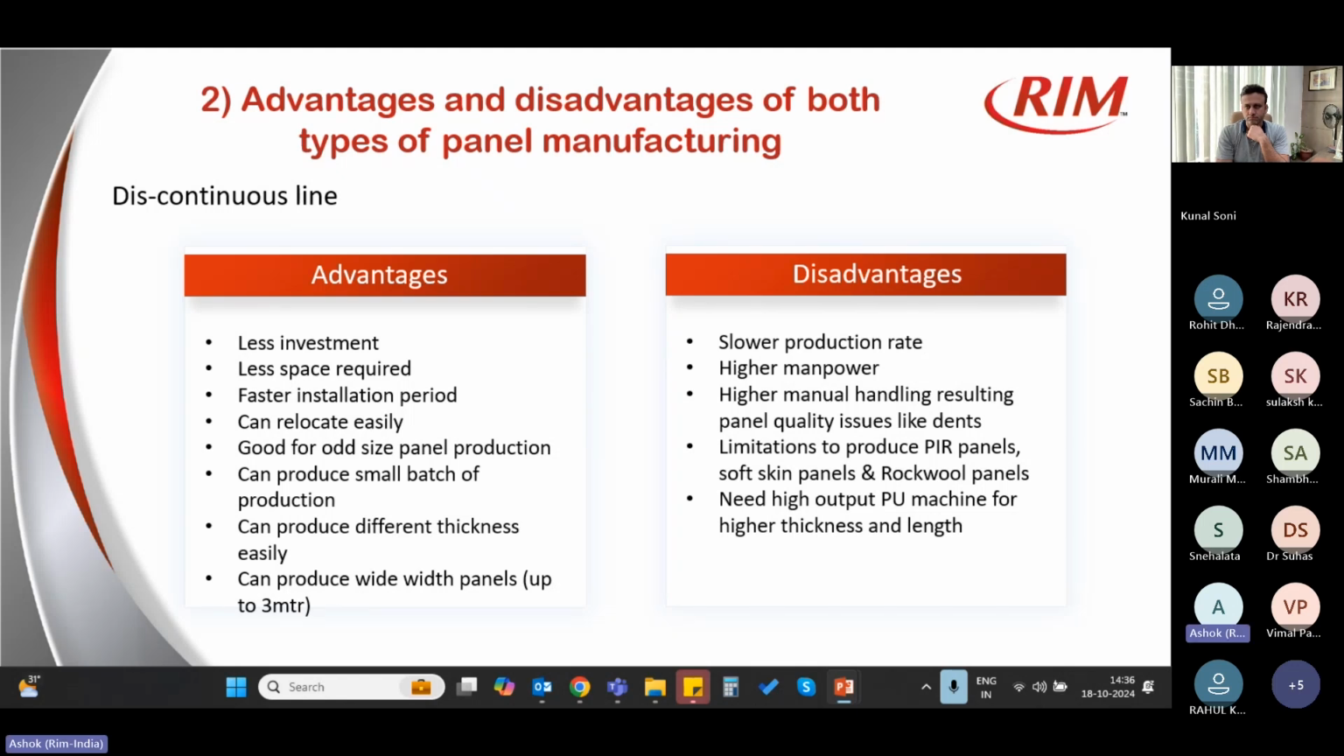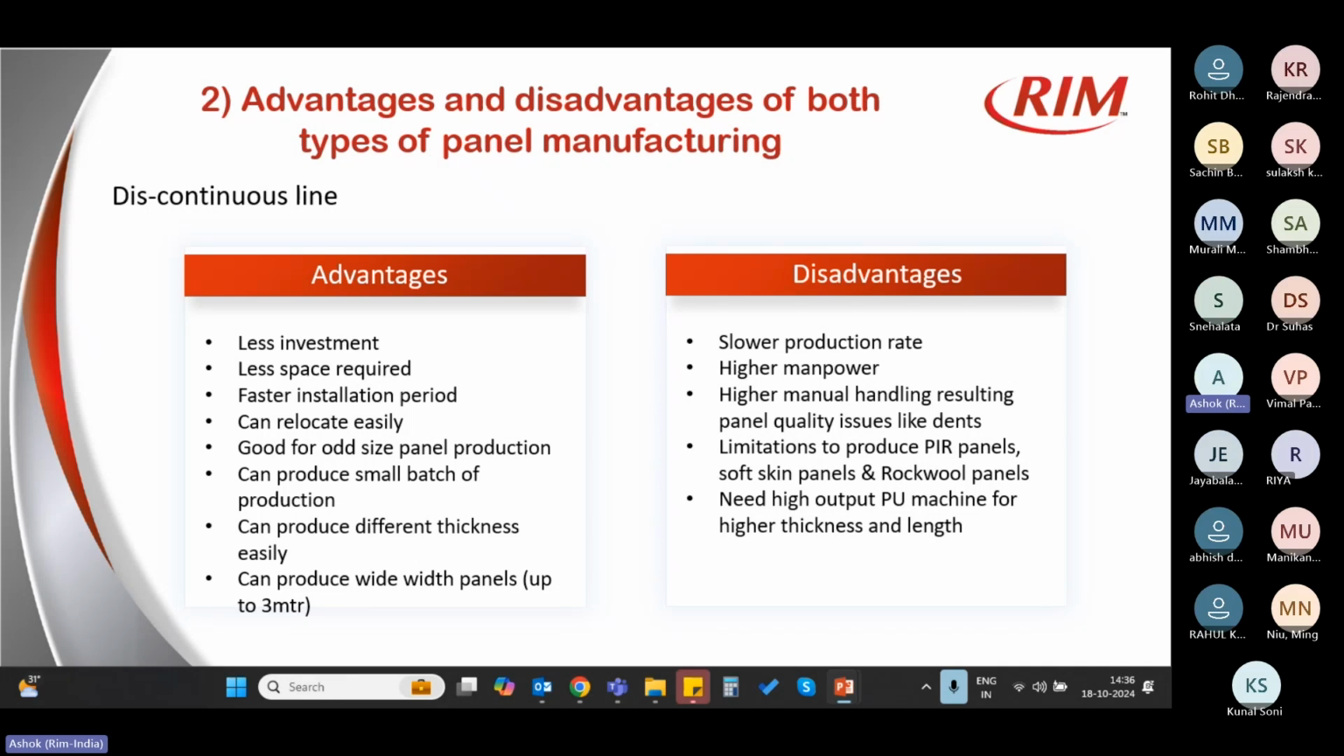You can produce small batches of production, so you can produce 50 meters, 100 meters, 100 square meters. It's not like in a continuous line, where you have to have a sizable production batch to start the line. You can produce different thicknesses easily. You just have to change the side molds and you can change the thickness. You can also produce wide width panels. As I mentioned, you can produce panels up to 3 meters in width, provided the press or platen sizes are capable of that.